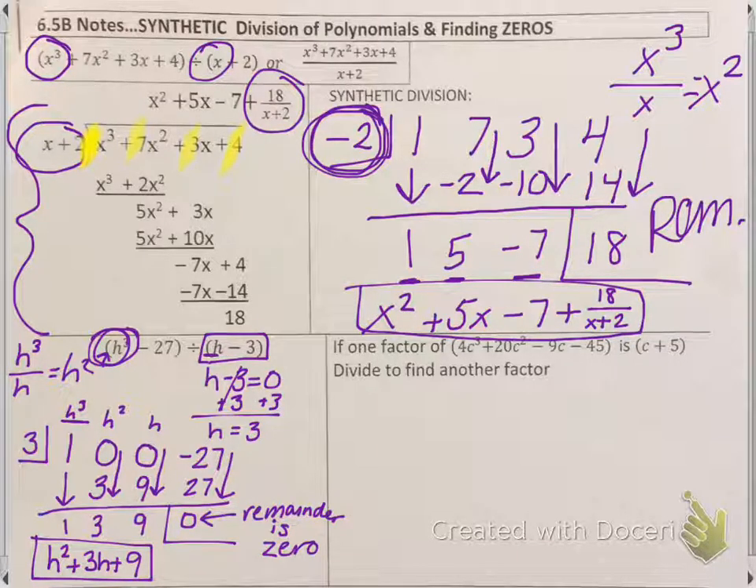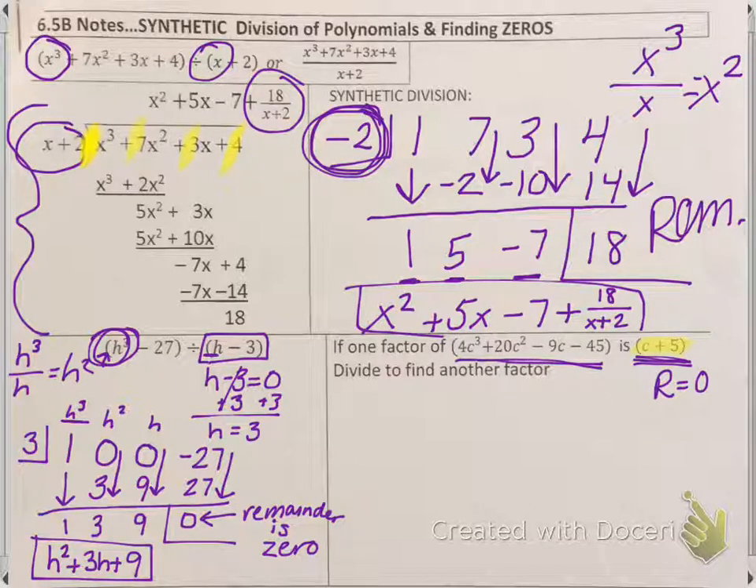I need to erase this a little bit so I can see what I'm doing there. Okay, if one factor of 4c to the third plus 20c squared minus 9c minus 45 is c plus 5, divide to find another factor. What does it mean to be a factor? Well, we just found one, didn't we, in the last problem? If this is a factor, they're saying that when you divide this by this, you get a remainder of 0. Okay? So, what I'm going to do is take this and divide it by this, and what's left over will be another factor.